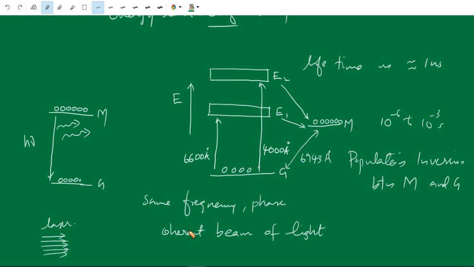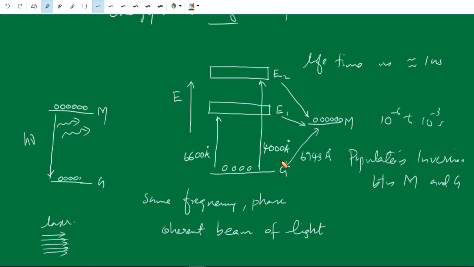The wavelength of the ruby laser is... this is the transition. So therefore the wavelength of all these photons, so therefore the wavelength of the laser is 6943 angstrom unit, or 694.3 nanometer. Okay, this is a red light. So a red beam of light is obtained.